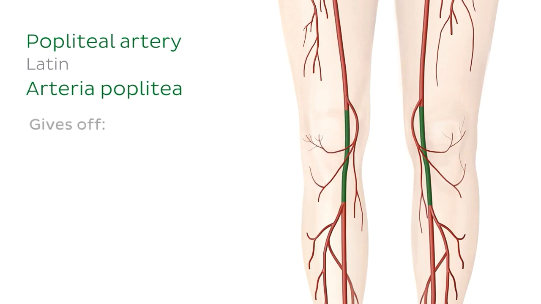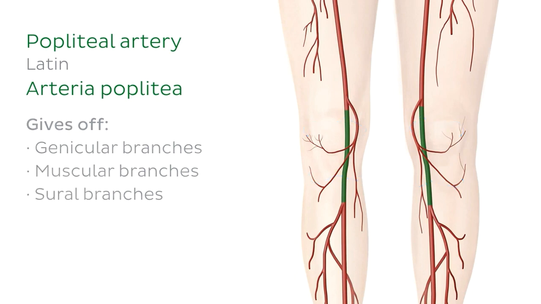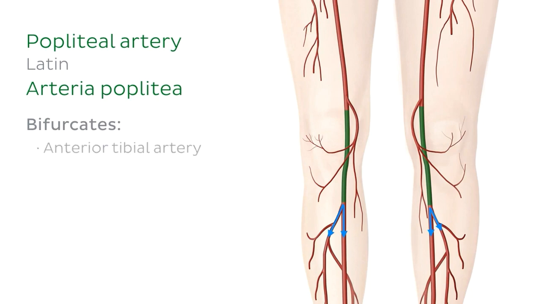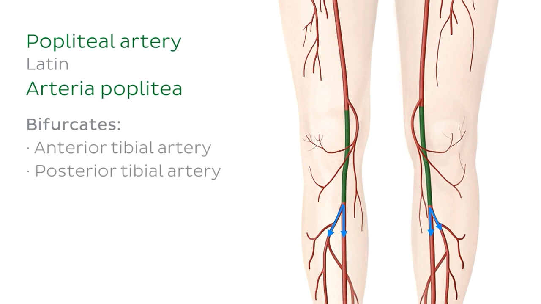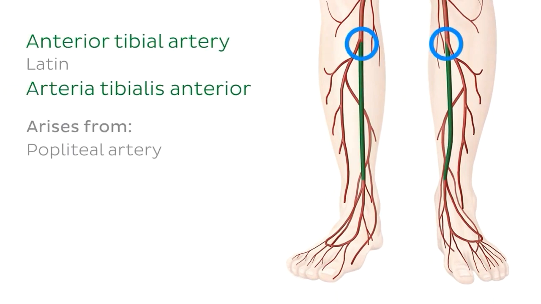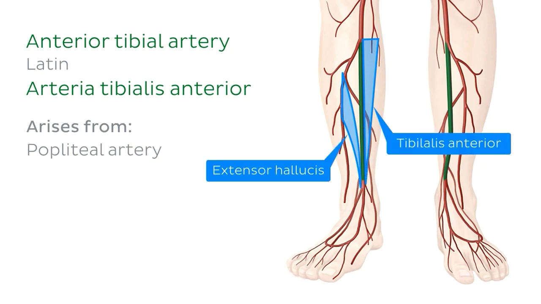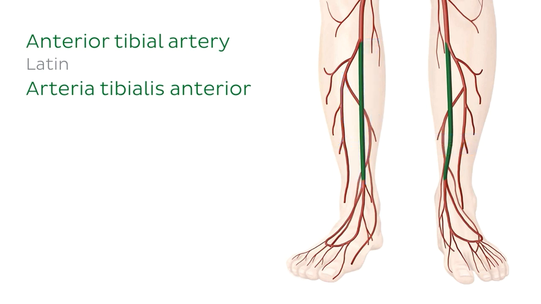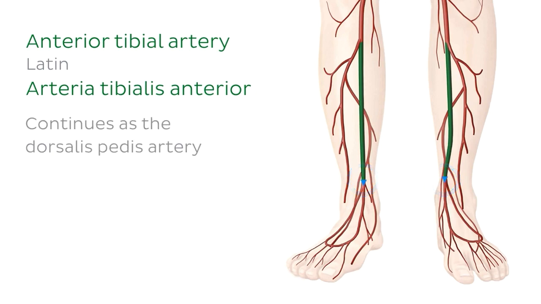The popliteal artery gives off genicular branches, muscular branches, and sural branches, and eventually bifurcates to give off anterior and posterior tibial arteries. So the anterior tibial artery, which we just saw, arises from the popliteal artery just here and passes to the anterior compartment of the lower leg at the upper border of the interosseous membrane. It courses downwards between the tibialis anterior muscle and the extensor hallucis longus muscle, both of which you can see just here, giving off several branches along the way. It eventually terminates distal to the extensor retinaculum, after which it continues as the dorsalis pedis artery.